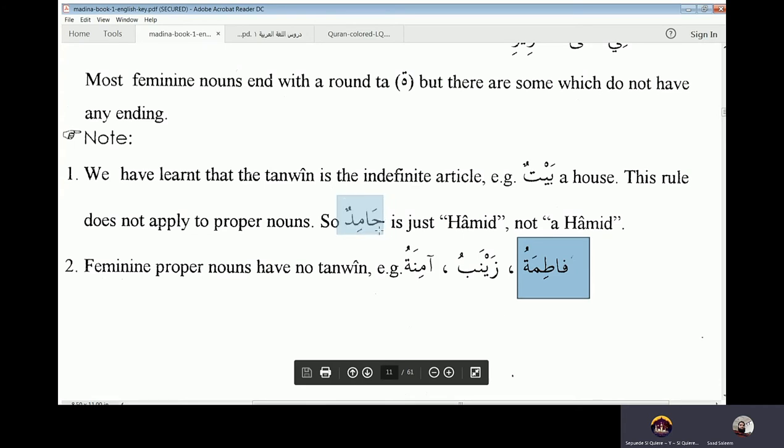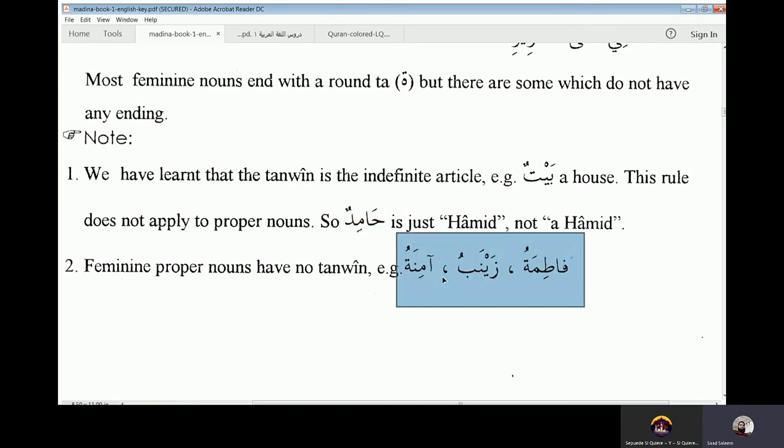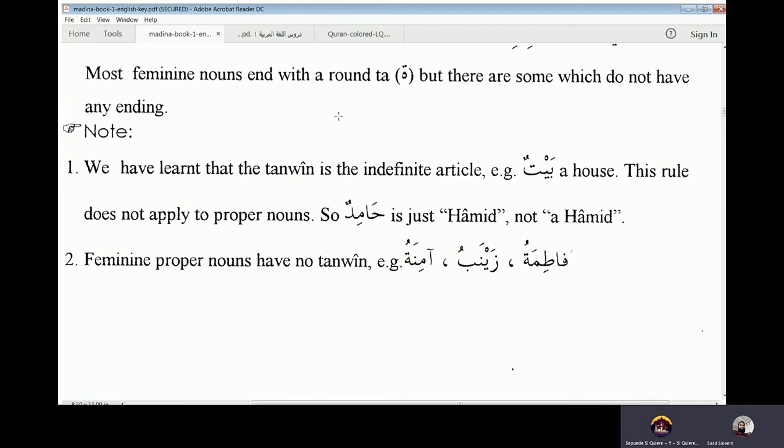Fatima. So masculine proper nouns have tanween at the end, but feminine proper nouns have dhamma at the end. There are many signs of femininity, and the first sign is ta marbuta, the round ta at the end. You will learn other signs later, inshallah.